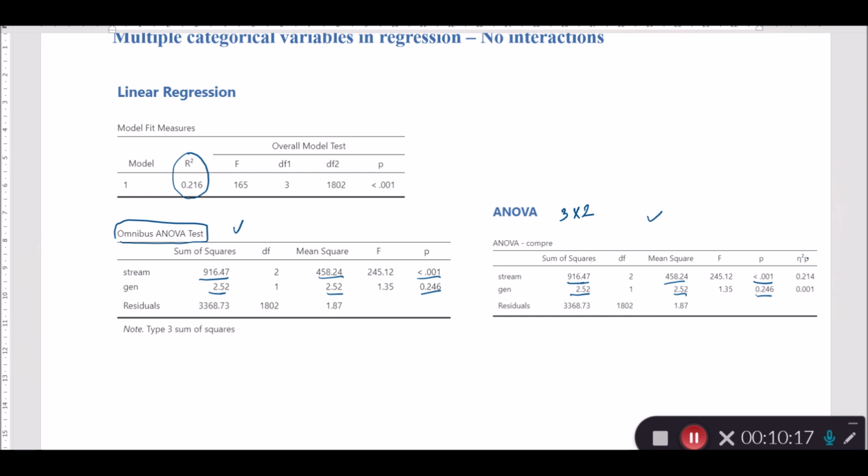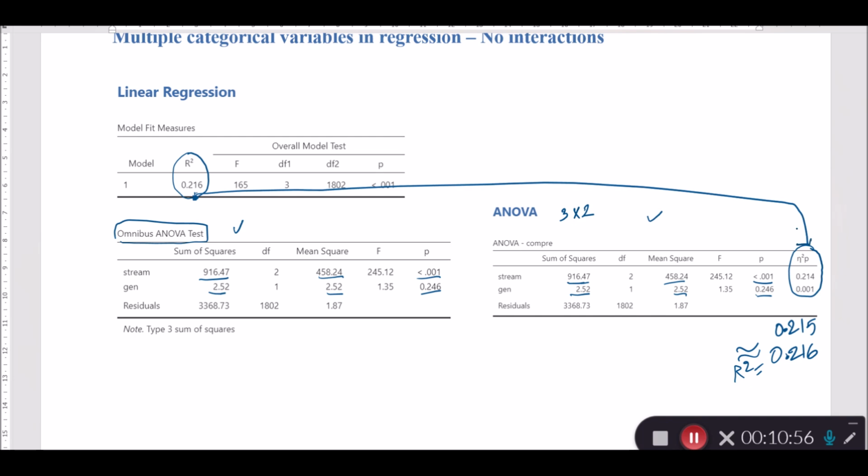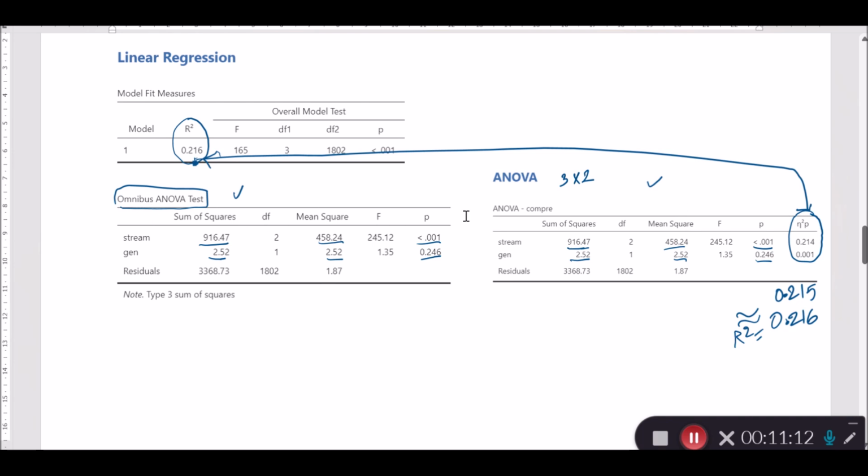One more thing, this is the partial eta squared, and in my previous videos I have discussed this in detail. It simply means the effect size, the effect of the two independent variables, stream and gender, on your DV or dependent variable. If you add these up, it adds up to 0.215, roughly almost the same as 0.216, which was the R squared value in our regression analysis. So this is good news. What I'm referring to is this one in this table. So let me link these two statistics. It's very obvious now that the R squared value in the linear regression analysis is analogous to the partial eta squared, and the omnibus test is the same as the ANOVA test.